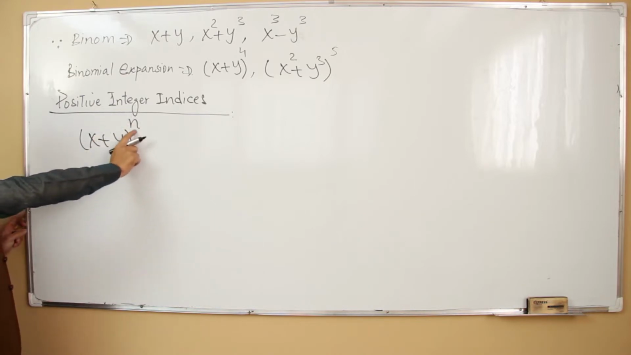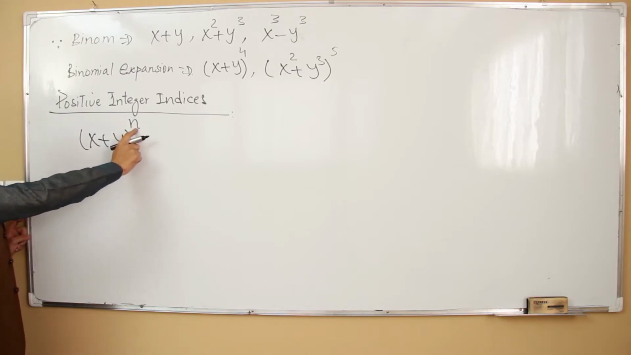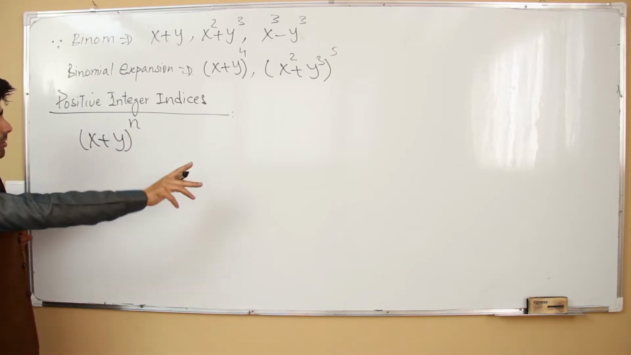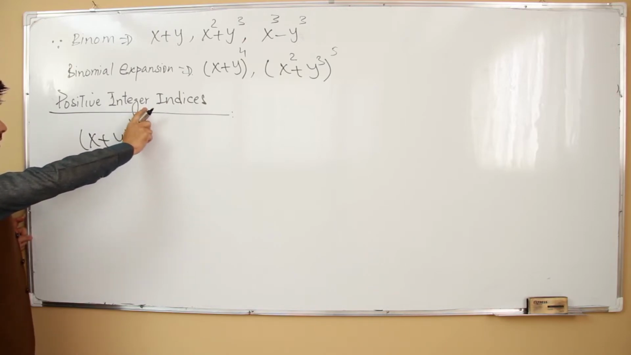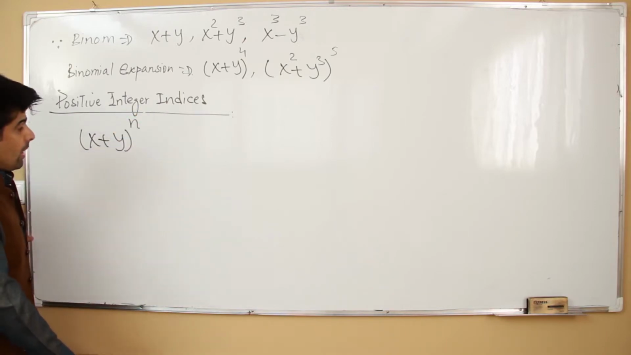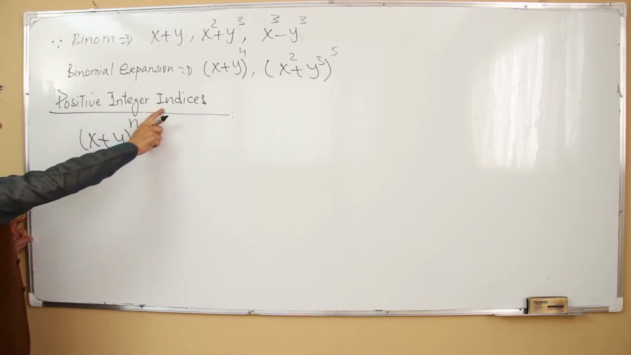It means (x + y) raised to the power 5. Then this is correct. (x + y) raised to the power 5.1 is not correct. Why? 5.1 is not an integer number. It is a fraction. For this n, it should be a positive integer index.